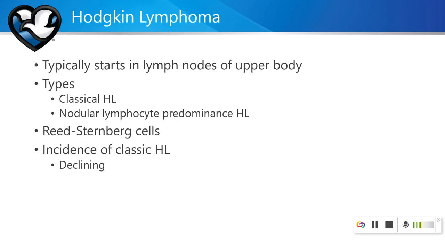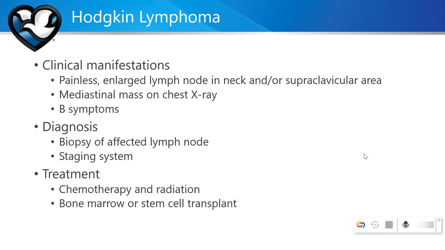Nodular lymphocyte tends to affect males more than females, and the incidence peaks in children, and then again in adults around the age of 30 to 40. The survival rate is high at greater than 80%. To diagnose, a biopsy is performed and will reveal the presence of Reed-Sternberg cells for classic Hodgkin lymphoma and lymphohistiocytic cells for nodular lymphocyte Hodgkin lymphoma. And a staging system is used to grade the severity and progression of the disease.